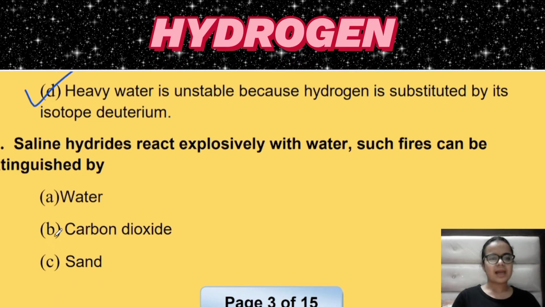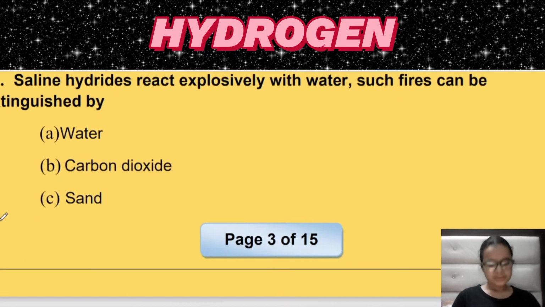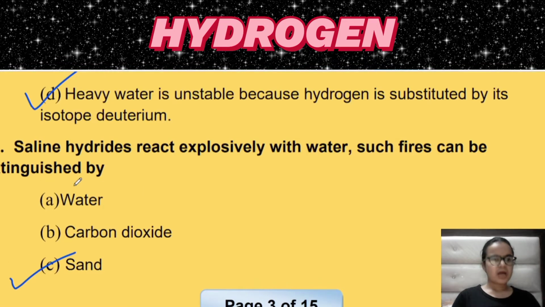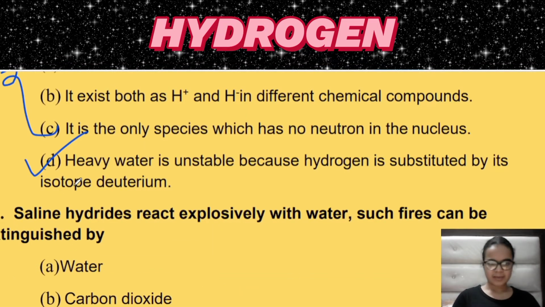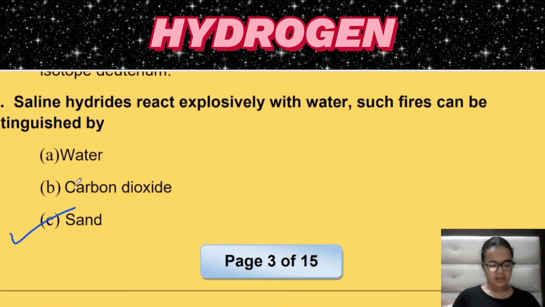Next question is, saline hydrides react explosively with water. Such fires can be extinguished by, and the answer is C. If fire is extinguished by water or CO2, these hydrides reduce CO2 and release O2. So the answer is C. Carbon dioxide and water can't be the answers.